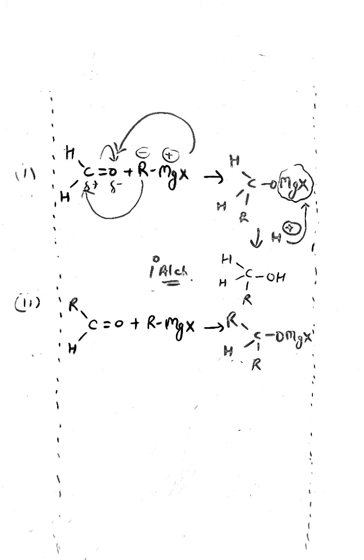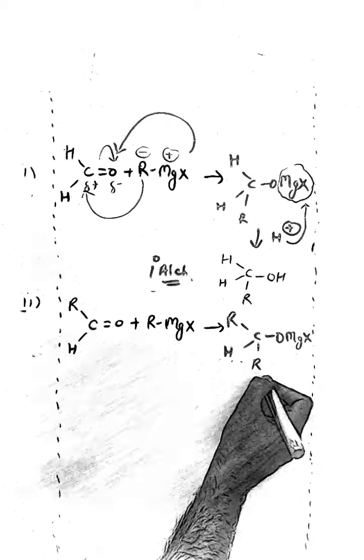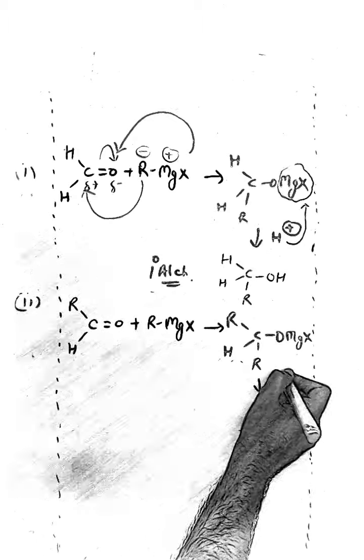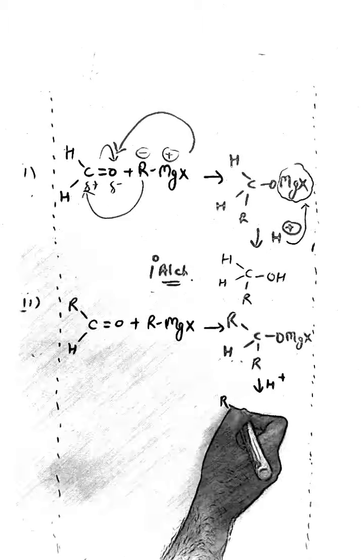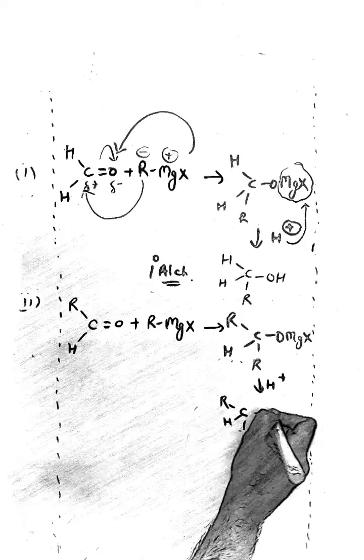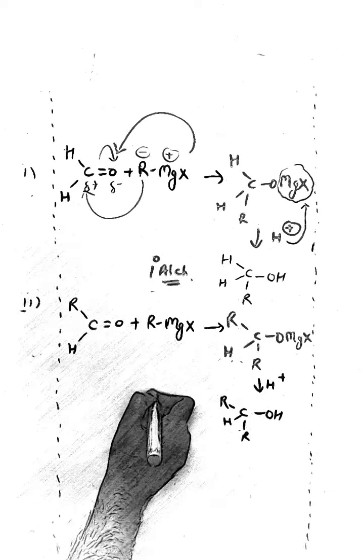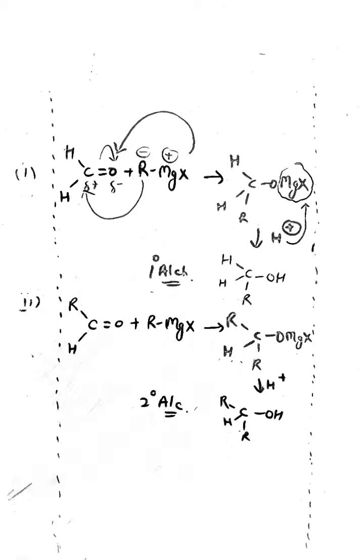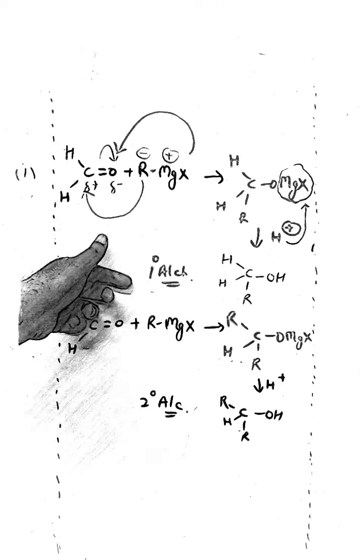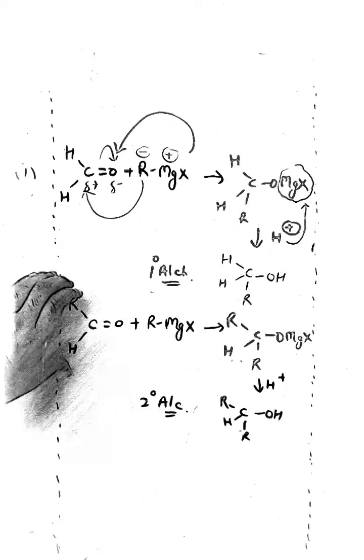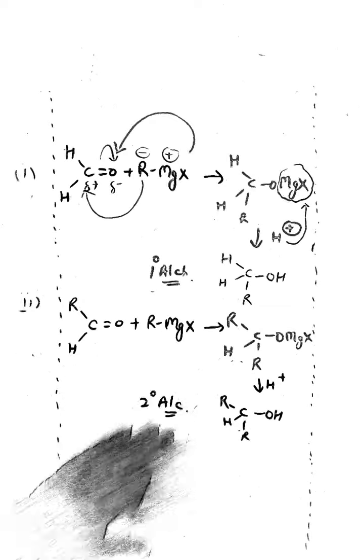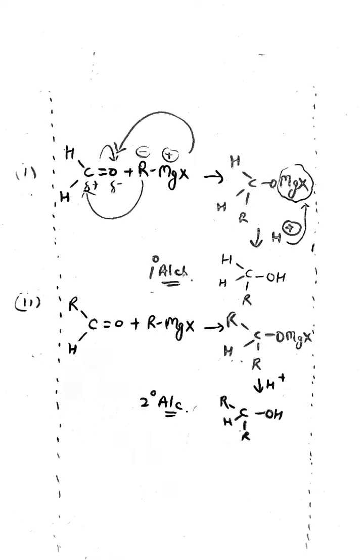Now suppose if I add again H positive here, the product will be RCHR and OH. That is a 2 degree alcohol. So we can clearly see with the reaction of formaldehyde with Grignard reagent, we can obtain 1 degree alcohol. But with any other aldehyde with Grignard reagent, we can obtain 2 degree alcohol.